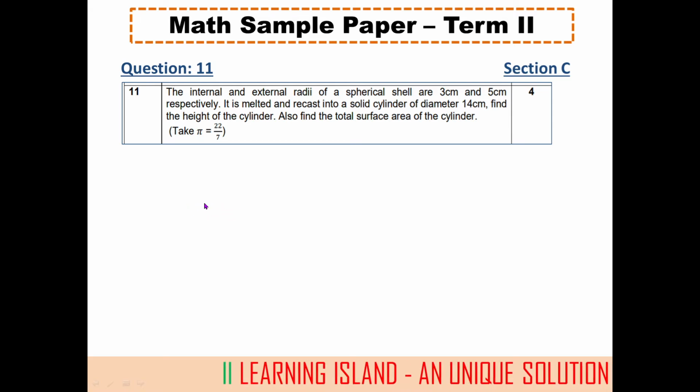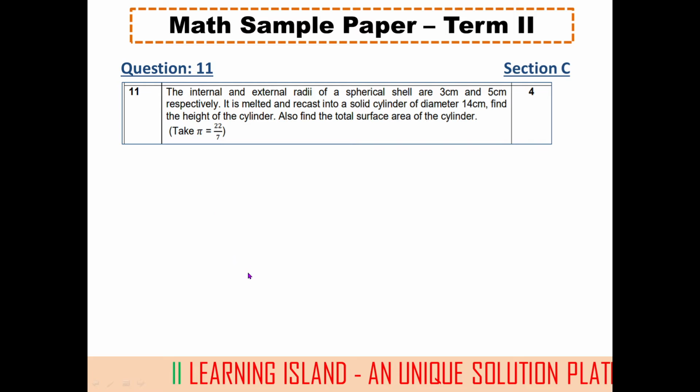The question is that, I always suggest you to solve the question step by step. Here what is given? The internal and external radii of the spherical shell are 3 cm and 5 cm respectively. It is melted and recast into a solid cylinder. First of all, draw a rough diagram of a spherical shell.